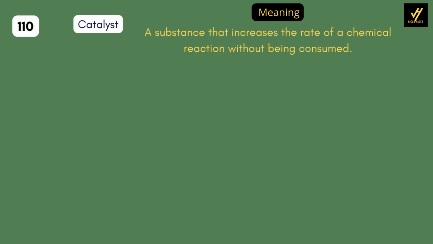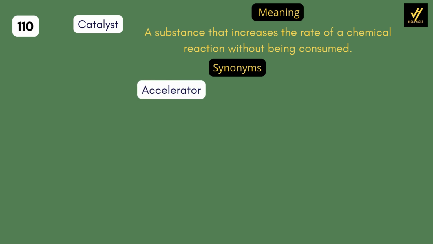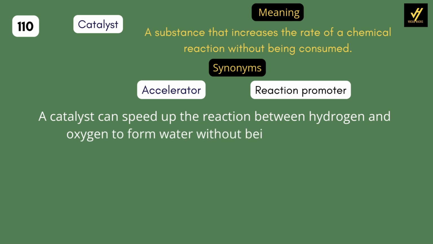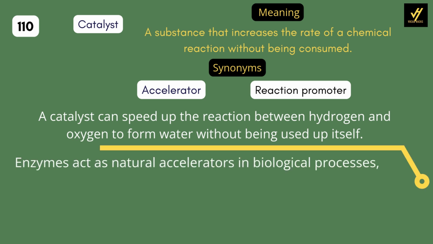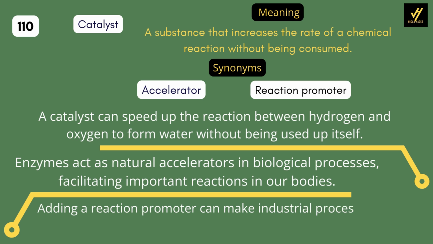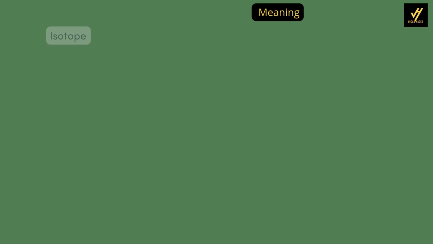Catalyst, a substance that increases the rate of a chemical reaction without being consumed. Accelerator, reaction promoter. A catalyst can speed up the reaction between hydrogen and oxygen to form water without being used up itself. Enzymes act as natural accelerators in biological processes, facilitating important reactions in our bodies. Adding a reaction promoter can make industrial processes more efficient and cost-effective.